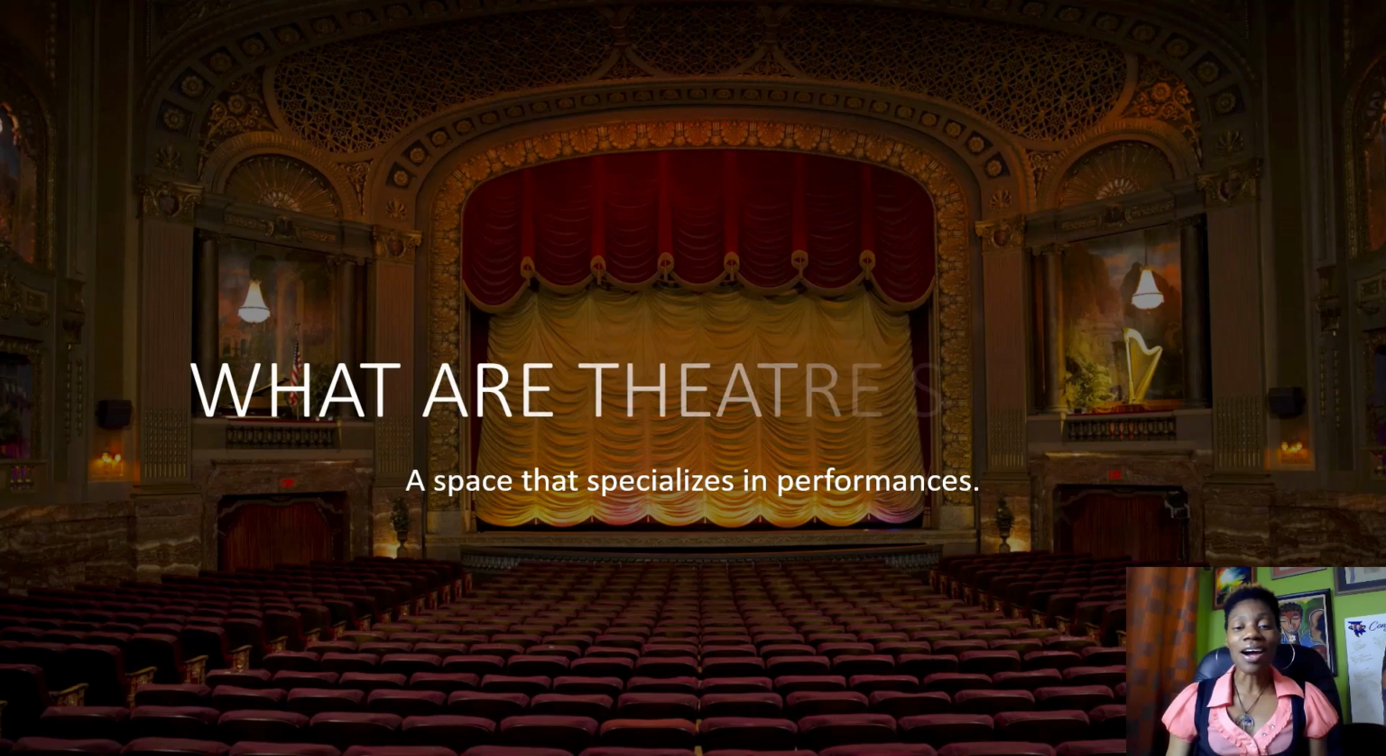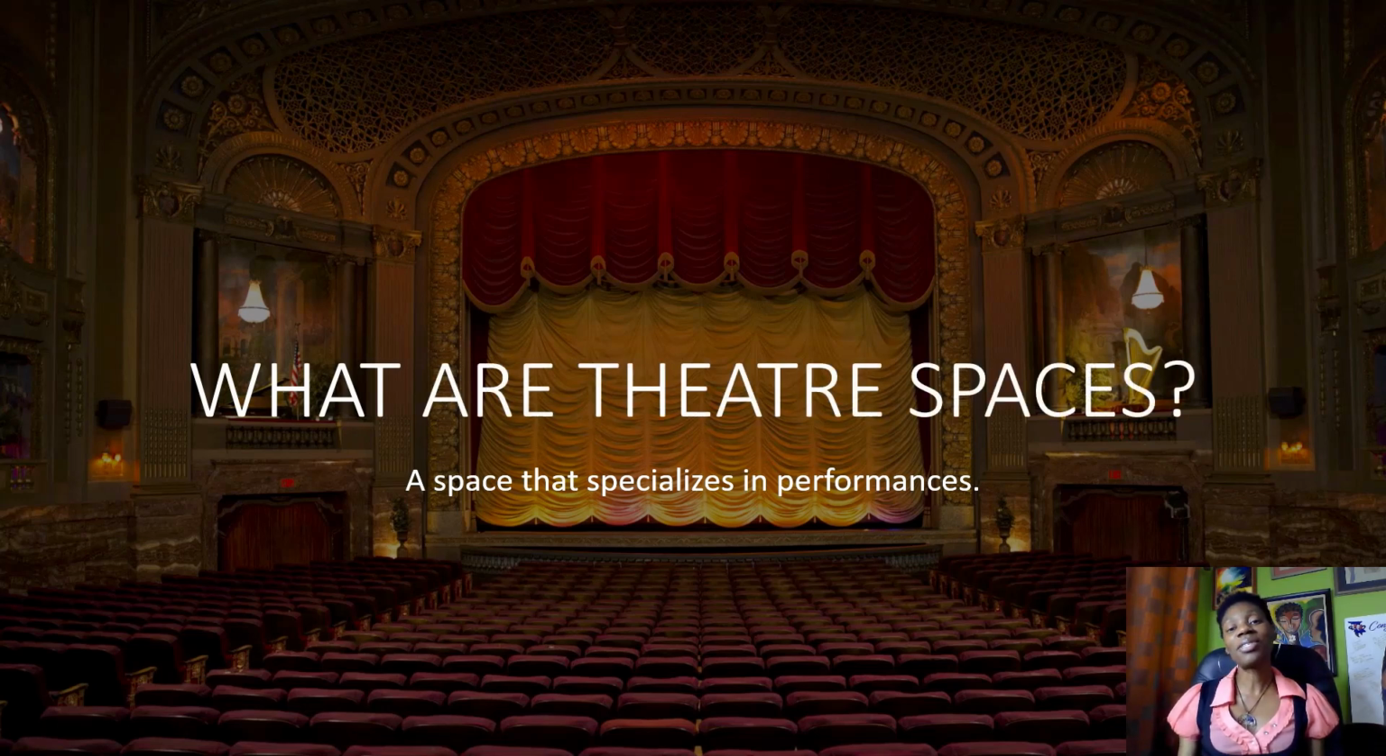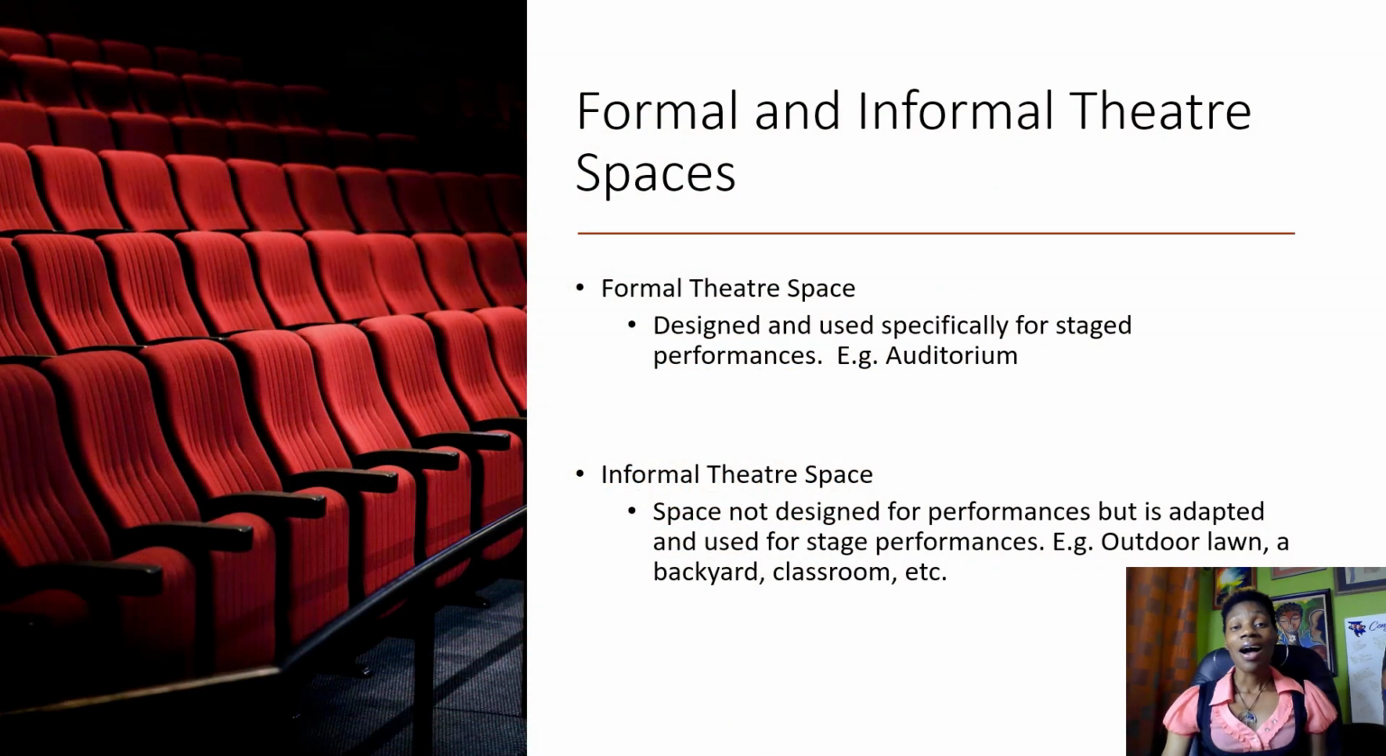So what exactly are theater spaces? It's very simple. A theater space is a space that specializes in staged performances. Now, these spaces can either be a formal theater space or an informal theater space. So what exactly is a formal theater space? A formal theater space is one that has been designed and used specifically for stage performances, for example, an auditorium. If you are familiar with the Little Theatre here in Jamaica, you understand what that formal theater space looks like and what the design is.